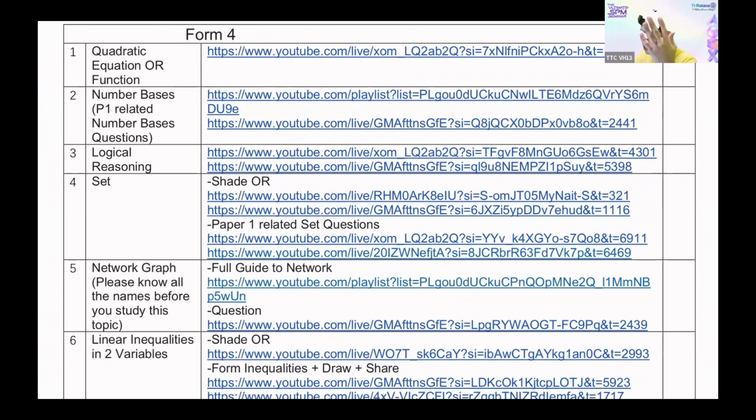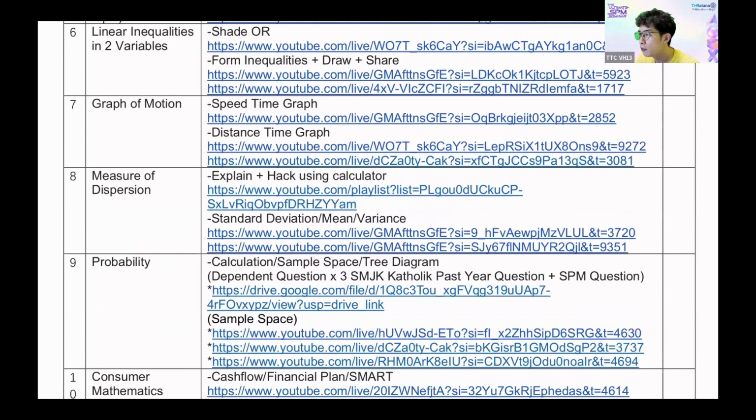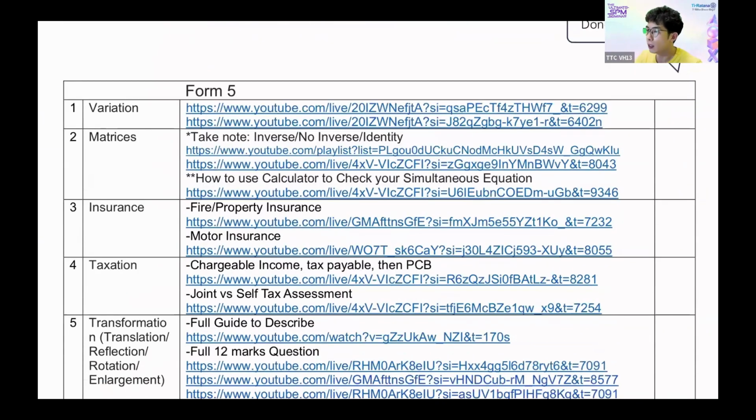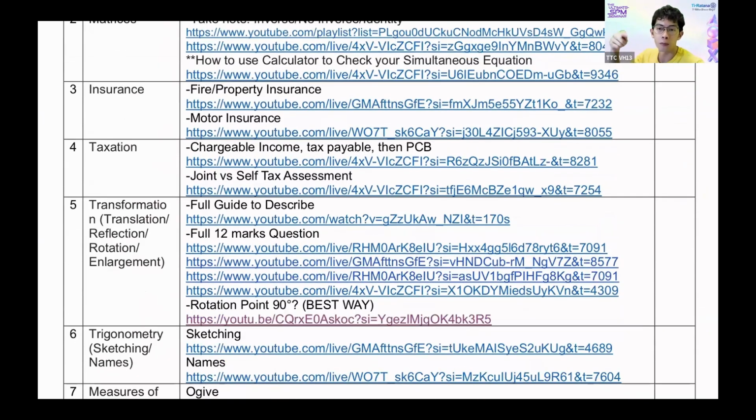Let's say, teacher, actually the rest is okay, not that bad. It's just that one specific topic I don't understand. Okay, so that specific topic is about transformation. Then you move to Form 5. You see, ta-da, Form 5. Then there's a full guide. You tap. Then I explain that. Then you tap the full 12 months questions. You tap. Then I'll explain that.